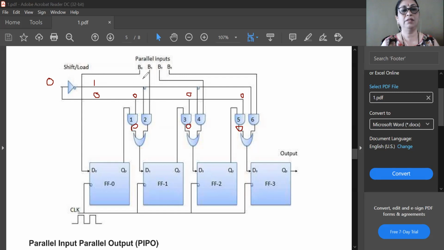Now you can observe, as this line is 1 and this is connected to AND gate number 2, one of the inputs of AND gate number 2, AND gate number 4, and AND gate number 6 are at logic 1. So if they are at logic 1, then its output will be equal to the other input. Okay, so here you can observe B0 is applied to your first flip-flop. Okay, then B1 is applied. Here you can see B1 is applied.